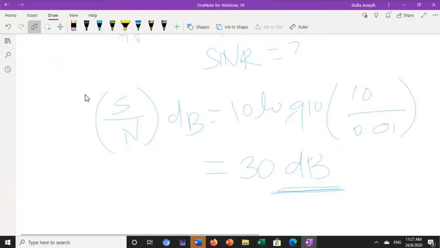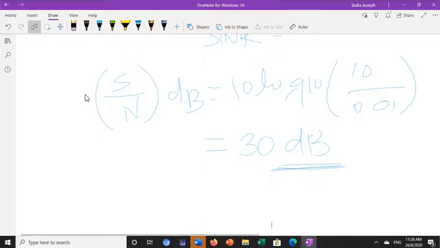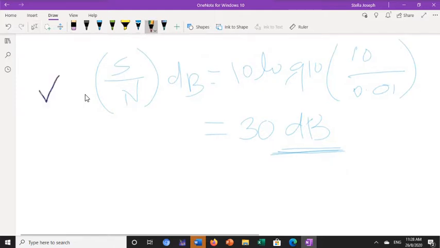Remember always, if they don't mention any voltage in the question and they ask you to find it, then you have to use this equation everywhere. If they give you voltage, then only you have to use the voltage formula. The first one which we did, S by N as Ps by Pn, you need not use anywhere. This is the standard equation you have to use everywhere.